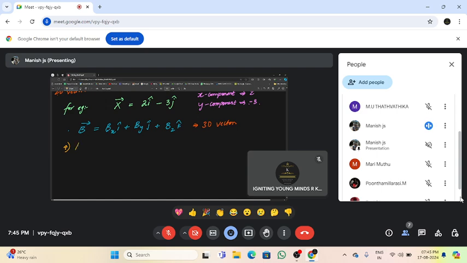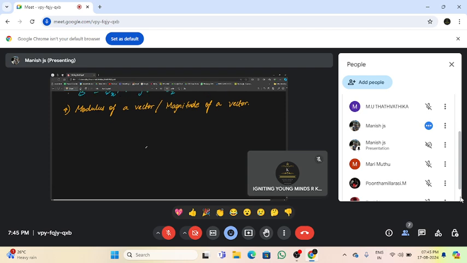Let's see how to find out the modulus of a vector. Okay. Modulus of a vector. Sometimes this is also called the magnitude of a vector. Okay. Magnitude of a vector. So let us see how to find out the modulus of a given vector.